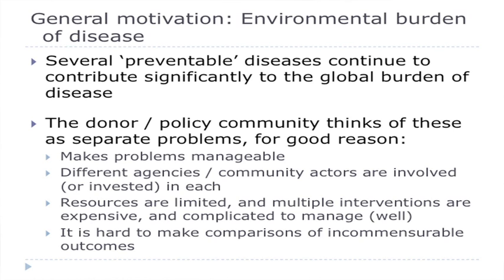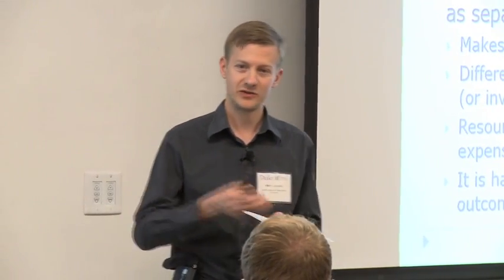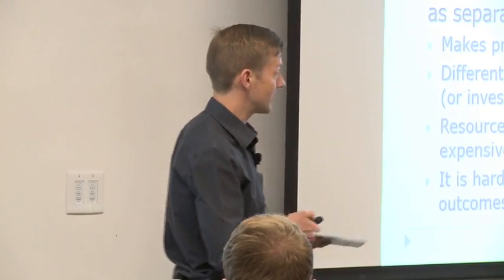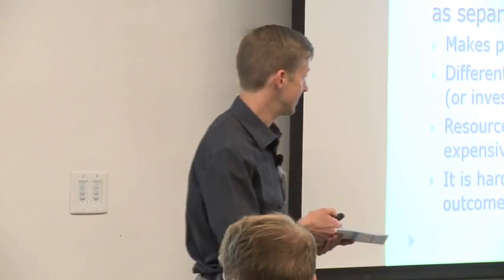Different agencies or community actors, institutions could be involved in reducing each of these conditions, so they may not work together. Resources are fairly limited. Multiple interventions tend to be more expensive, and they're also complicated to manage. So if I'm designing something that is trying to address both water and sanitation problems and air pollution problems, that becomes a very complicated intervention.